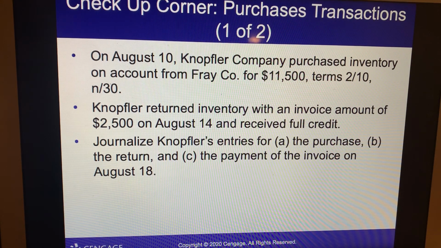So on August 10, Knopfler Company purchased inventory on account from Freight Company for $11,500, terms 2/10 net 30. That's really common, by the way, 2/10 net 30. I've seen 2/10 net 15 as well. Knopfler returned inventory with an invoice amount of $2,500 on August 14 and received full credit. Journalize Knopfler's entries for the purchase, the return, and the payment of the invoice on August 18.